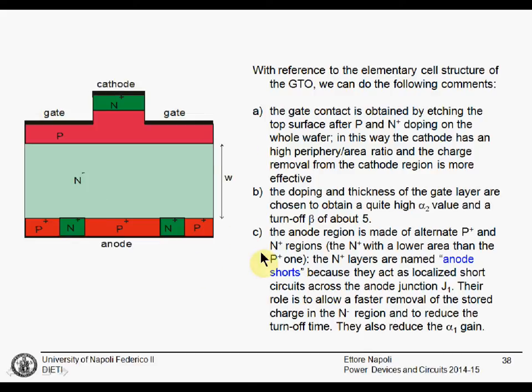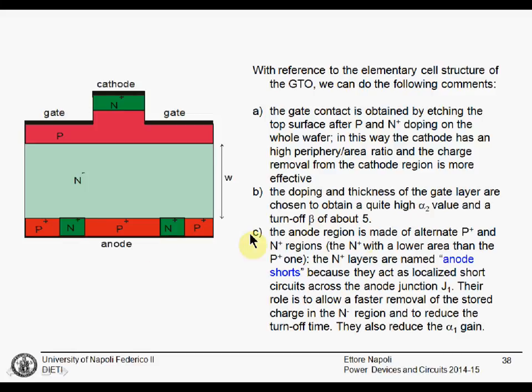This is the explanation of what we have said before. We have this gate-cathode contact obtained by etching. The cathode and the gate have a high periphery-to-area ratio, and the charge removal from the cathode is more effective. Doping and thickness of the gate layer are chosen to obtain a quite high value of alpha 2 in order to get a turn-off beta of around 5.